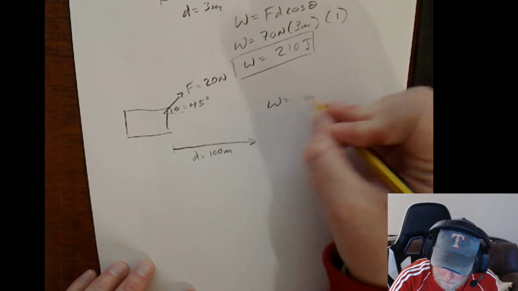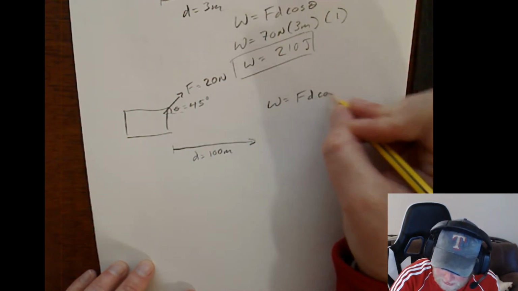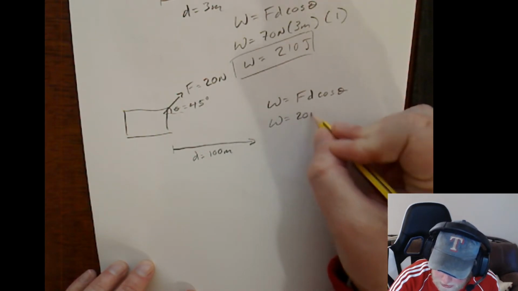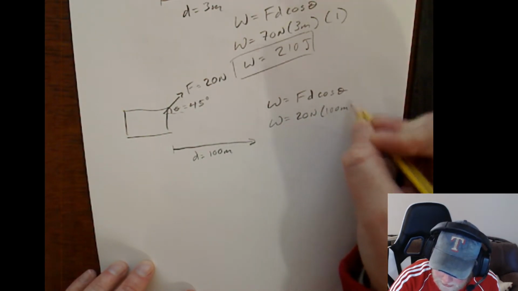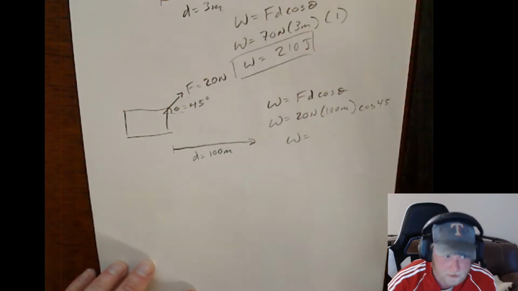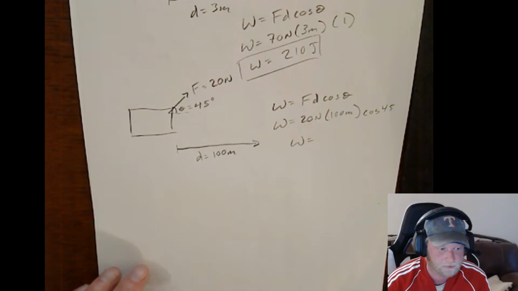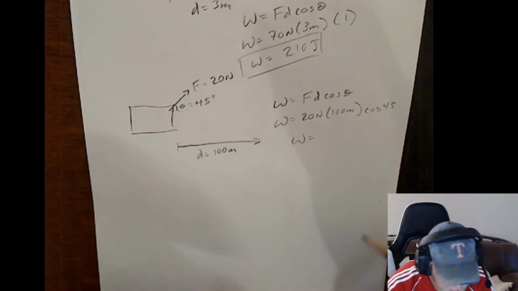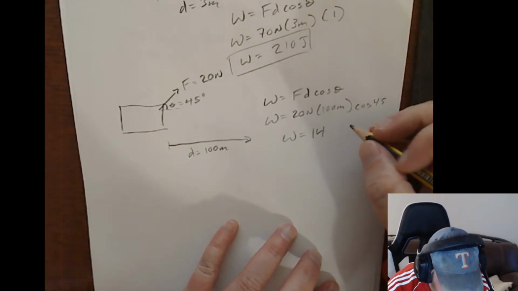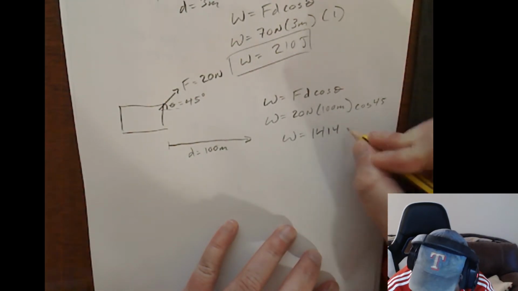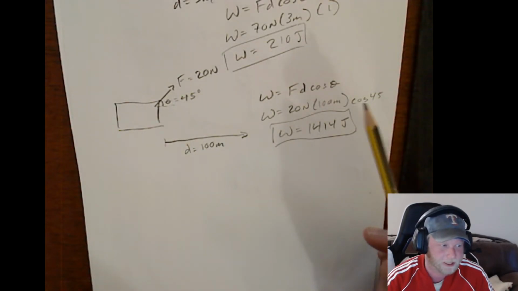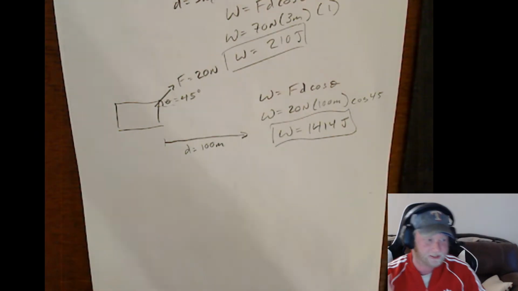So again, we look at work being equal to force times distance times the cosine of your angle. So the work is 20 newtons times 100 meters times the cosine of 45. And we get the amount of work done by the tension force as 1,414 joules. Now again, be careful, especially if you're in pre-cal, that your calculator is set in degrees and not radians.